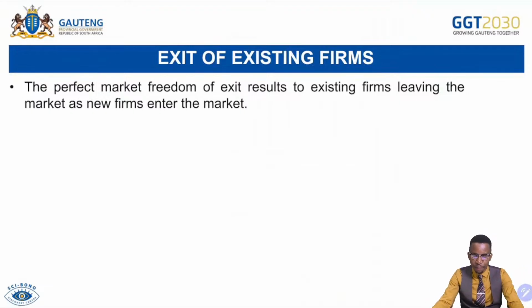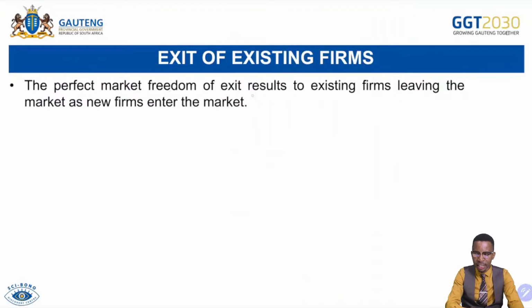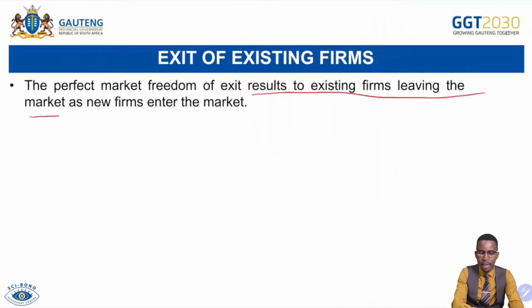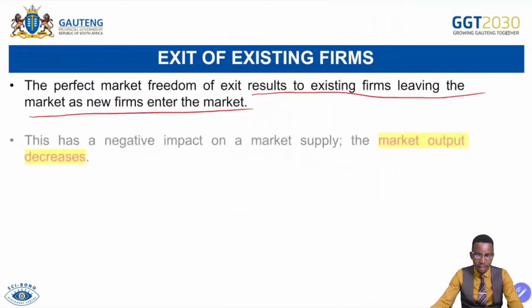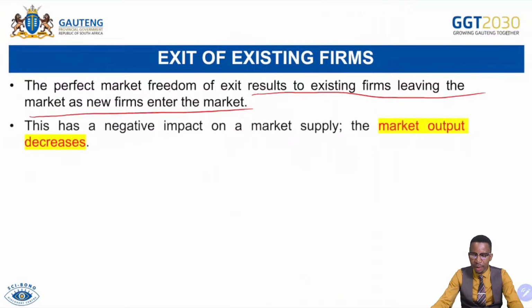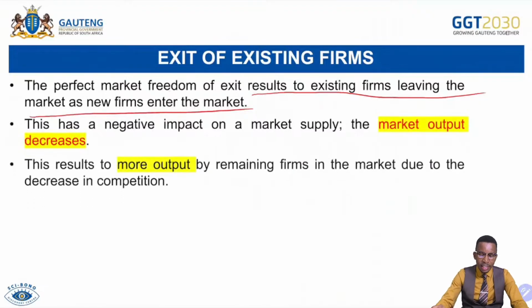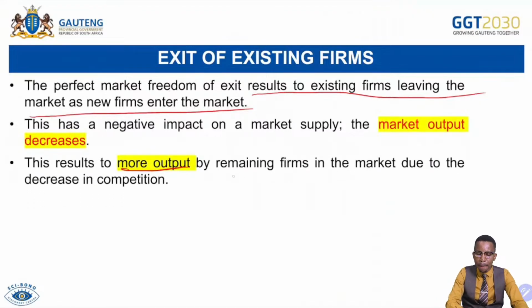The perfect market freedom of exit results in existing firms leaving the market as new firms are entering the market. Then this has a negative impact on the market supply. The market output will be decreasing. As firms are leaving the market, having fewer firms remaining will mean the market output or quantity produced will be decreasing. Then this results in more output by remaining firms.